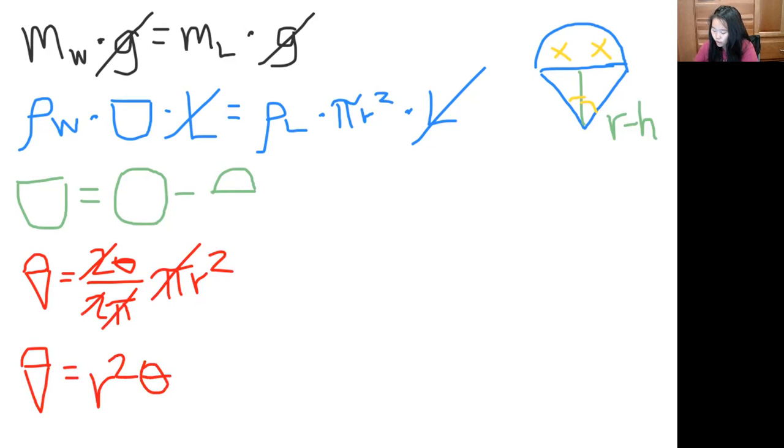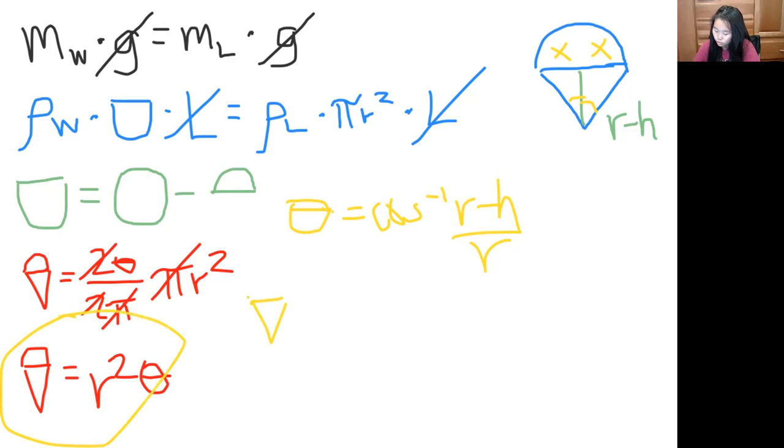And we don't know theta yet, so we're going to write an equation for it, and we get theta is equal to inverse cosine of r minus h over r. Using SOHCAHTOA, because our triangles we made are right triangles, r minus h is the adjacent and r is the hypotenuse of our triangle. Plugging that into our equation of the triangle and semicircle figure, we get that that diagram is equal to r squared times the inverse cosine of r minus h over r.